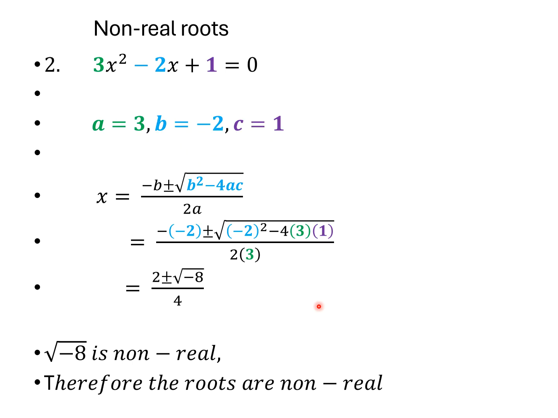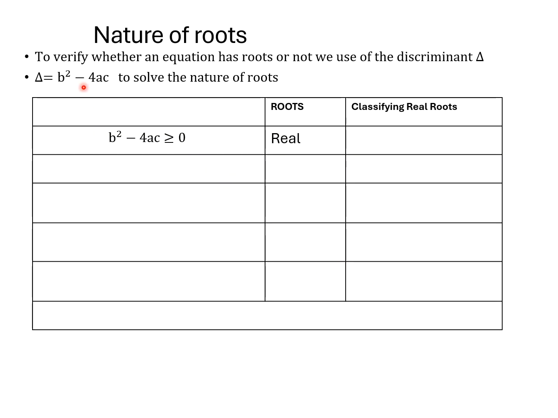Now I'm going to work through the table, and you're going to eventually have to memorize it, so write it down. This is what I'm going to be using once we start classifying or solving problems. To verify whether the equation has roots, meaning can we factorize and get x-intercepts, we make use of the discriminant. The discriminant is b squared minus 4ac. If b squared minus 4ac is greater than or equal to 0, the roots are real. If it's less than 0, the roots are non-real.